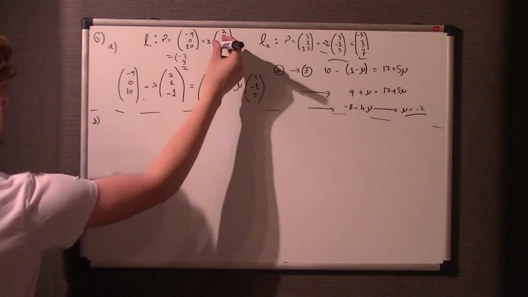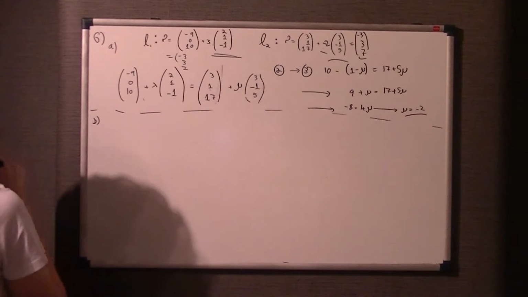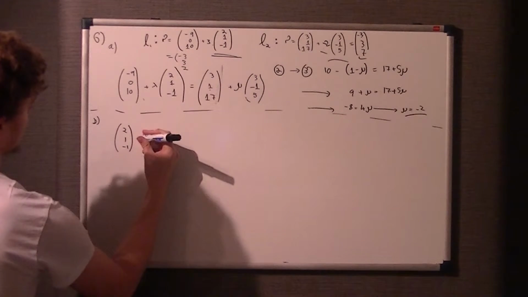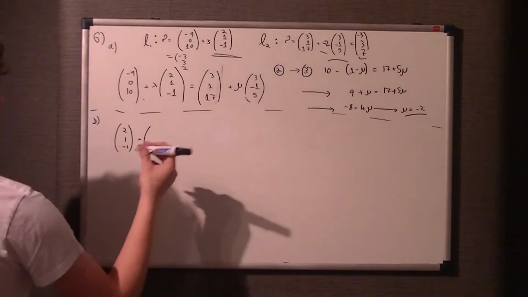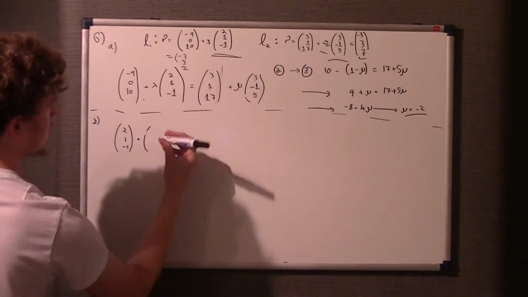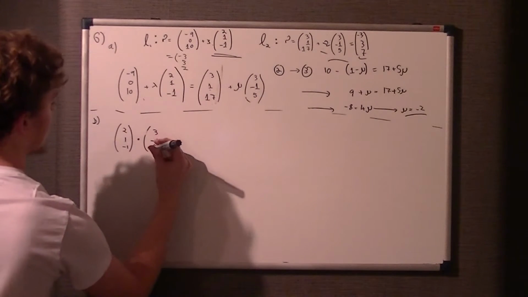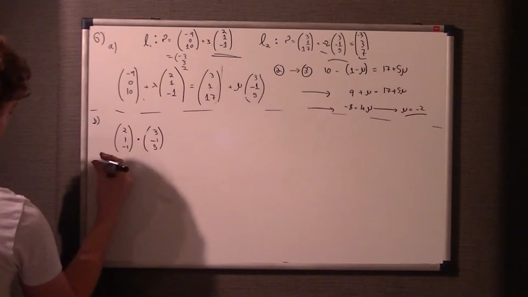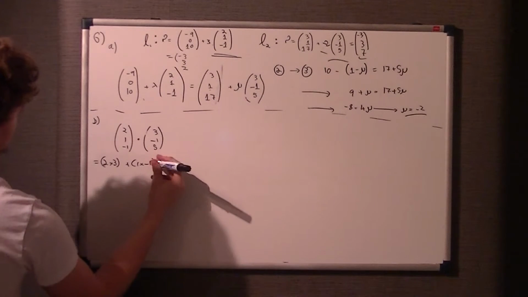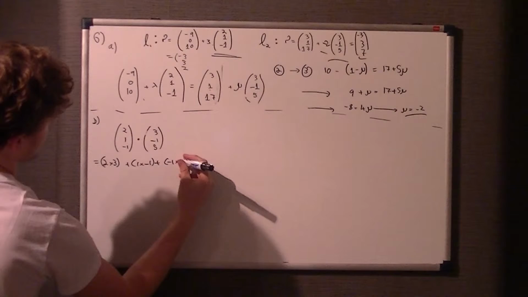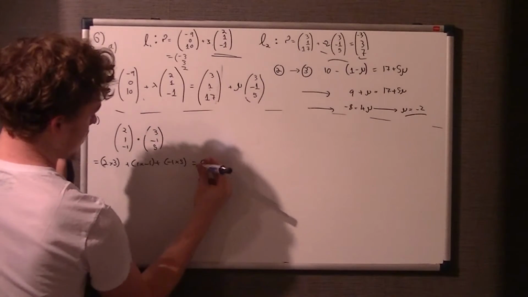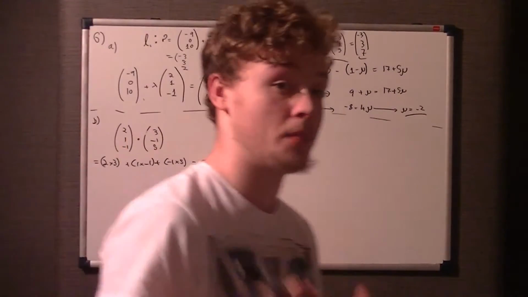So what we're doing is the dot product of 2, 1, minus 1, which is the direction vector of L1, with the direction vector of L2, which is 3, minus 1, 5. That should come to 0. So if we do 2 times 3, add that to 1 times minus 1, and add that to minus 1 times 5, that is equal to 6 take 1 plus 5, which obviously is 0. Therefore, as it is 0, they are perpendicular to each other.